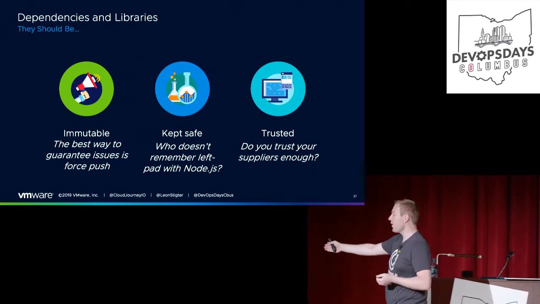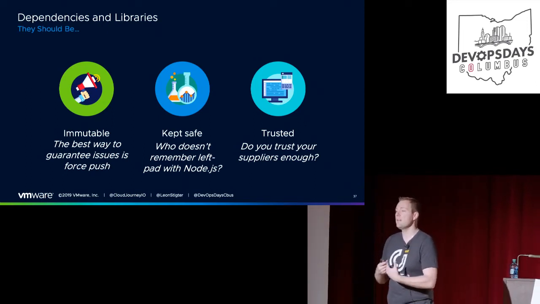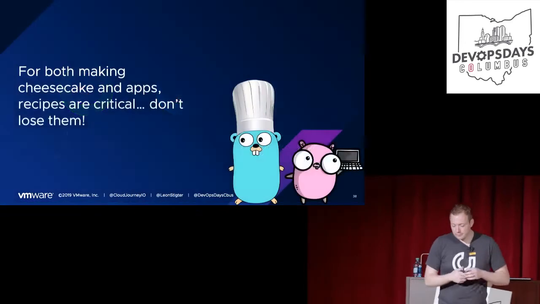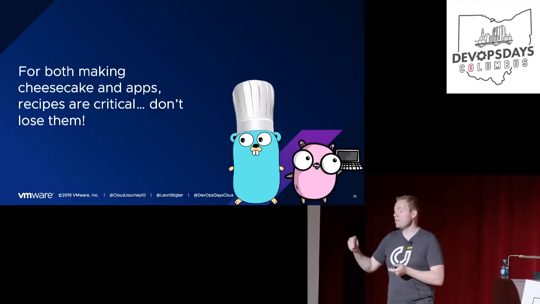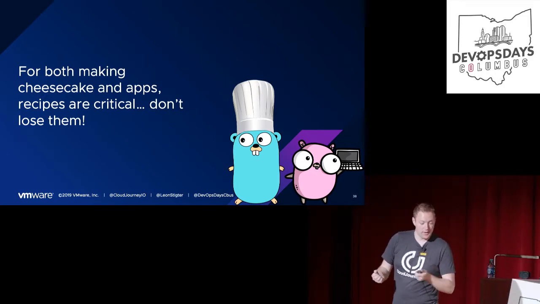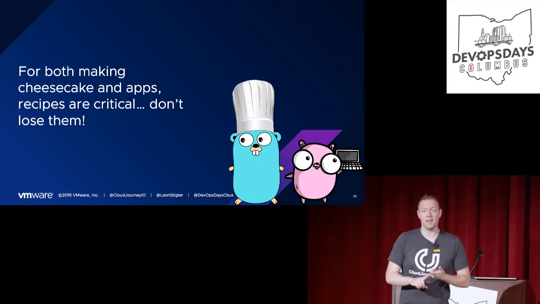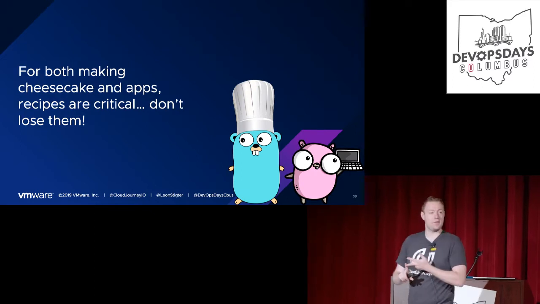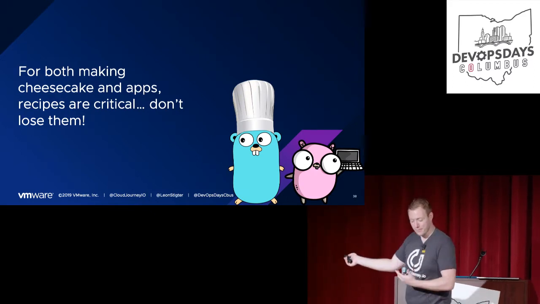And obviously, do you trust your suppliers enough? It comes back to trust again, making sure that you know where your stuff is coming from. So I guess it's also safe to say that for both making cheesecake and making apps, recipes are critical. So don't lose them. Please don't delete them from the internet if you publish them for other people to use. And also make sure that if you publish them somewhere, people can validate that it comes from you.